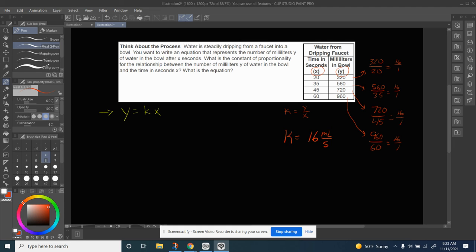So I answered the first question: what is the constant of proportionality that they wanted? But then I have to answer the question, what is the equation? So I'm going to come back here, and I'm going to substitute this k with a 16. And so I'm going to rewrite this equation as y equals 16x. And that is my equation. From there, I'm done.